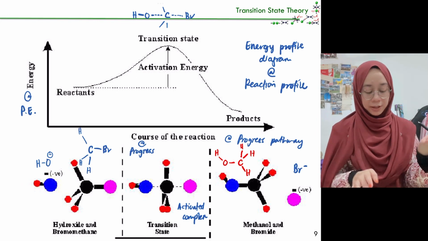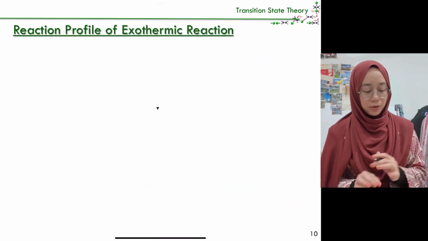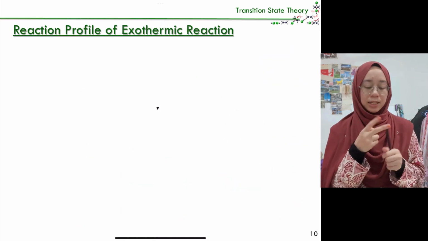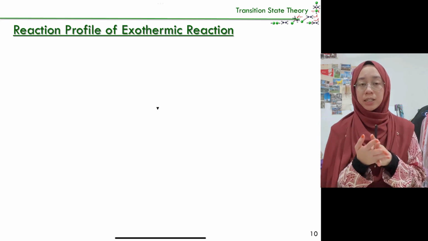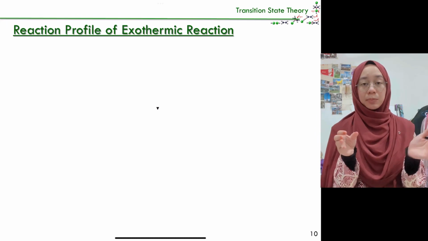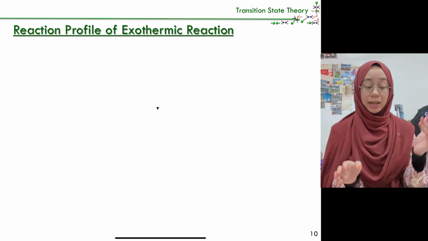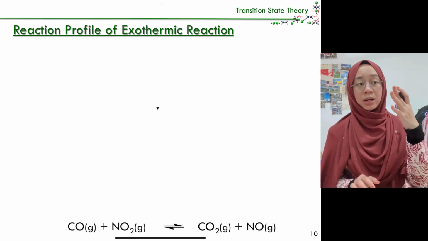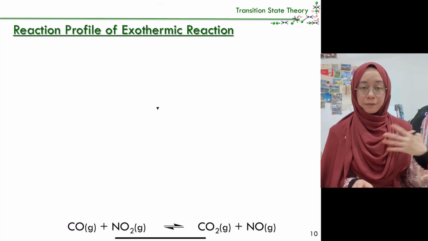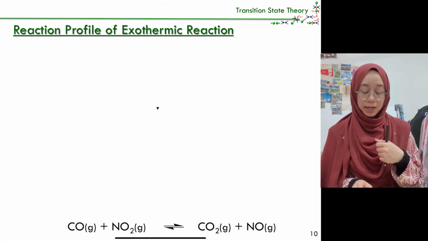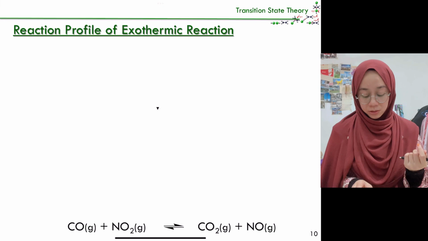Bila dia exist sebagai activated complex, dia akan decompose straight away, whether back to reactant or going to menghasilkan a new product. Okay, so now reaction profile. Okay, so ada dua jenis reaction class. Kita belajar pasal exothermic reaction and also endothermic reaction. So kita nak kena belajar pasal reaction profile for both reaction then. Okay, reaction profile ni meaning the energy profile diagram lah.